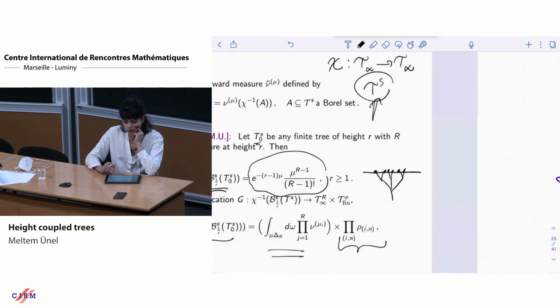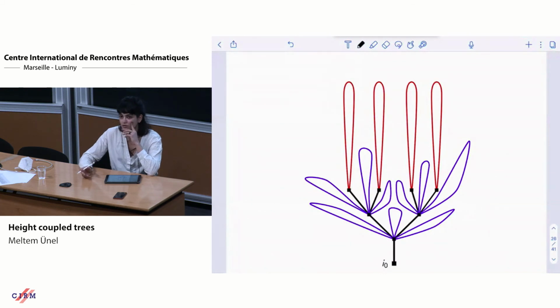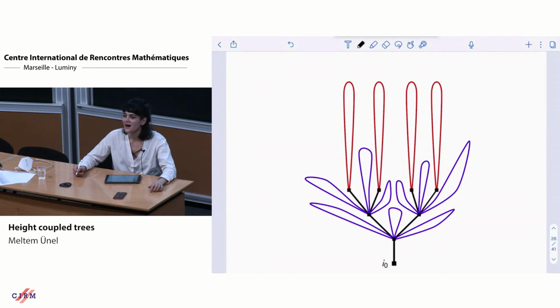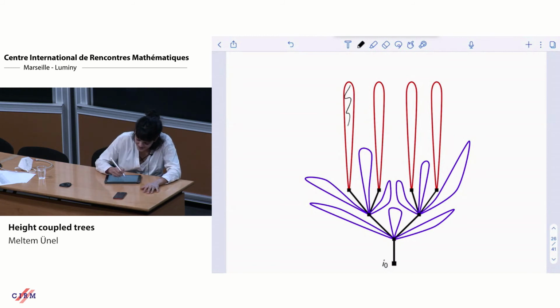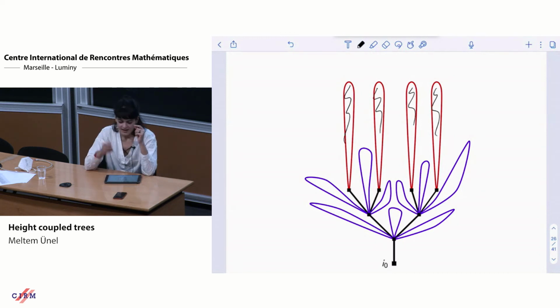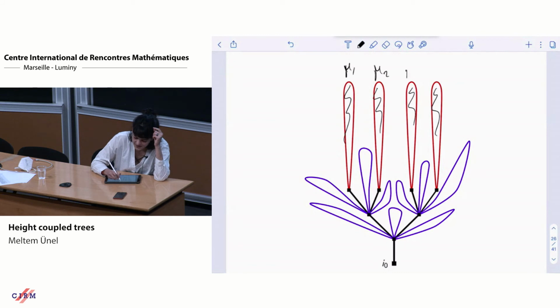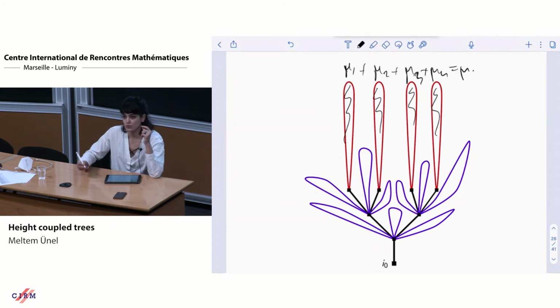And I'm going to show you a picture, which I was very proud of until I came and saw the slides and pictures of the people. So this is how it looks. These are the infinite branches that have this joint distribution. And they have, let's say, mu1, mu2, mu3, mu4. And we know that these have to add up to mu, and they share it according to this uniform measure on the simplex. And these are the critical Bienaymé-Galton-Watson trees that are independently distributed.